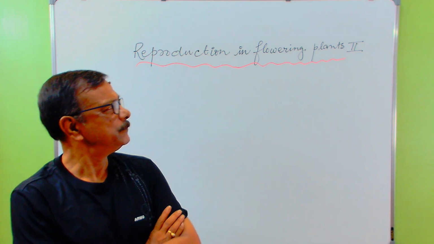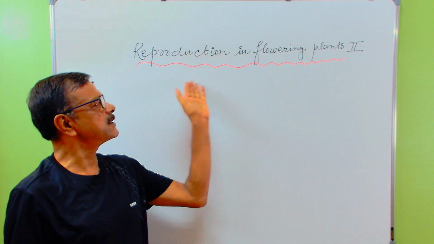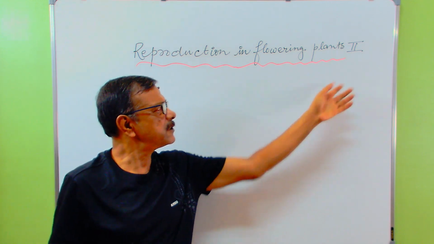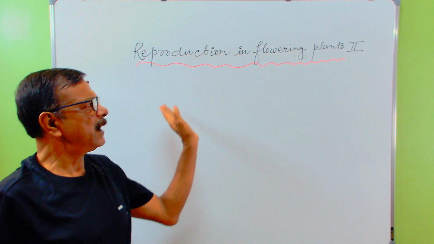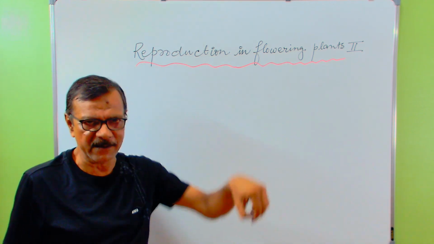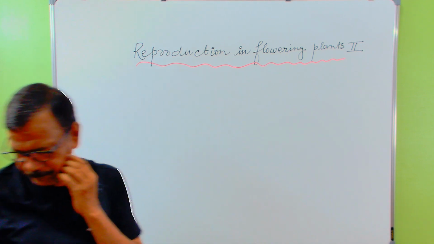Welcome friends. We will continue our discussion on reproduction in flowering plants. Now this is part 2. In the last episode, we completed up to the production of pollen grains. And now from pollen grain onwards, we will continue.